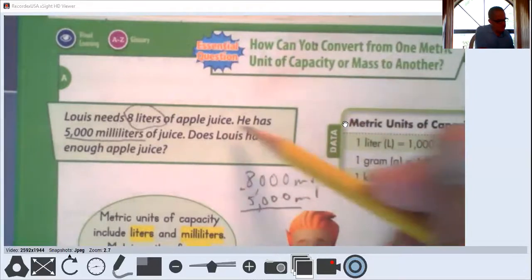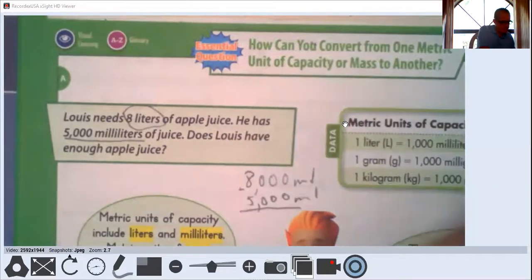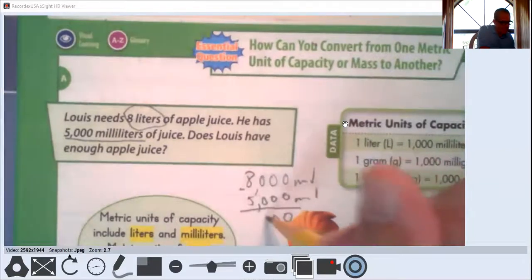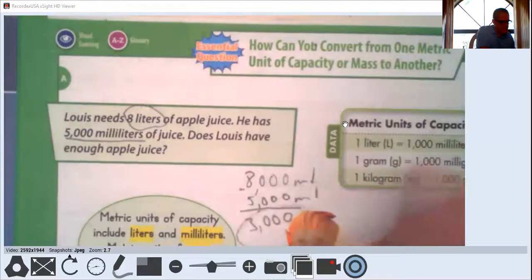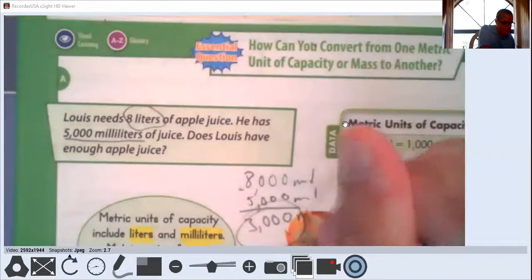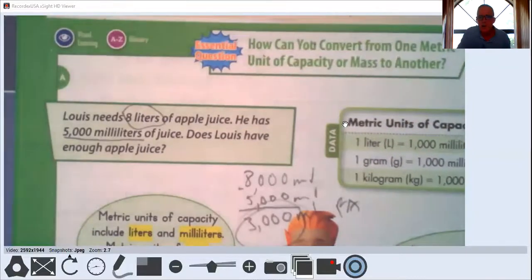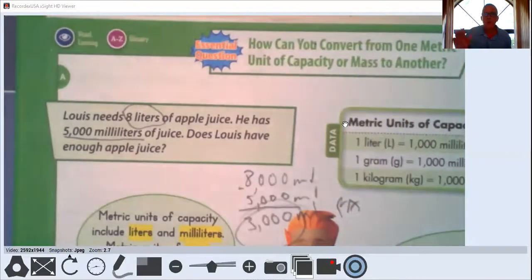And it says, does Lewis have enough? No, I know he does not have enough. 8,000 minus 5,000 equals 3,000. So Lewis does not have enough apple juice. He needs another 3,000 milliliters. Final answer. You notice how, once again, we converted the larger unit, the liters, over to the smaller units by multiplying.